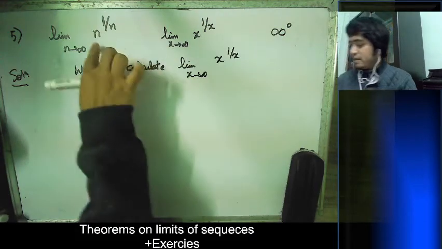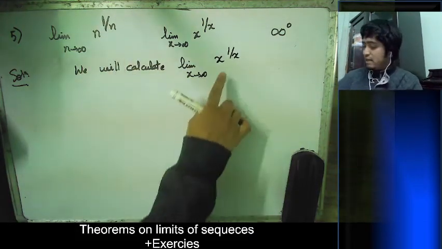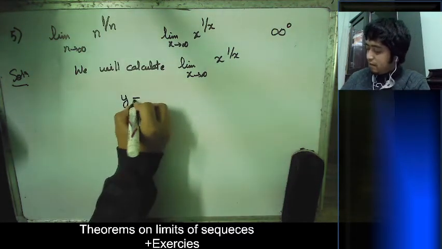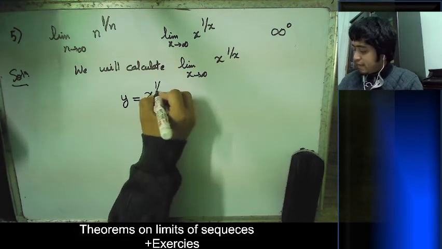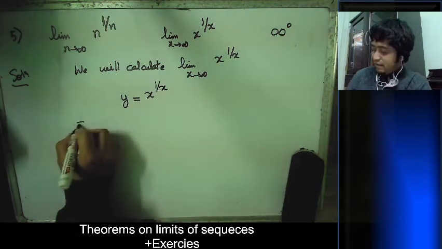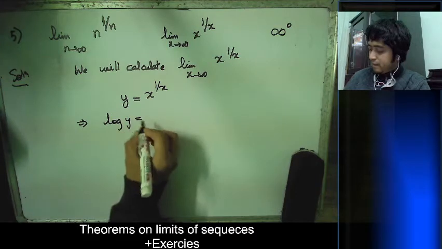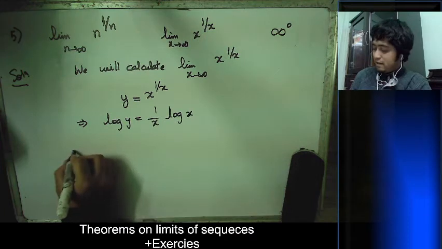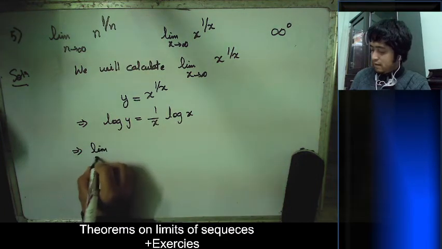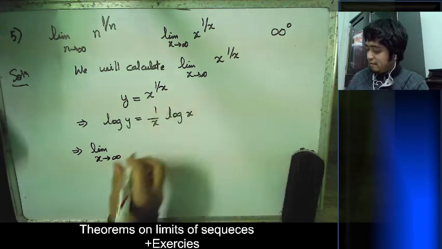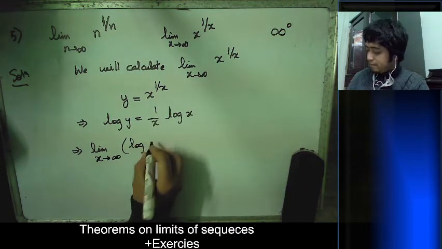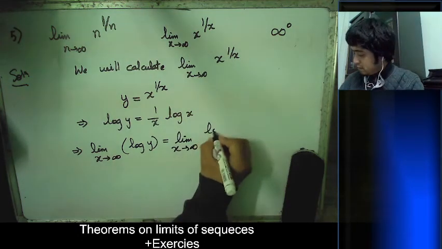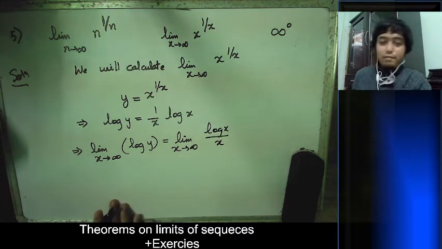we won't calculate this one directly for natural numbers, but we will calculate it for x. How exactly do we do that? We put y equal to x power 1 by x, then we will take the logarithm, you will be having this. Now we will take the limit, but still x tends to infinity. So this is what we are having.